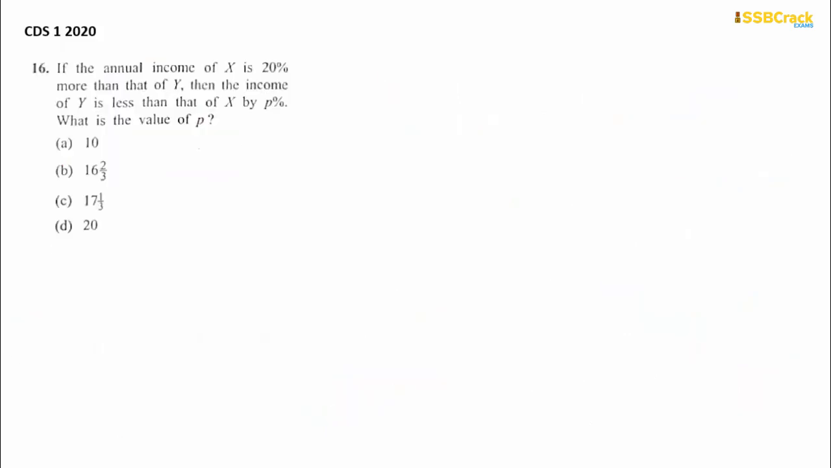Next question. In this question, given annual income of X is 20% more than that of the person Y, and the income of Y is less than that of X by P%. What is the value of P? If you imagine, this question concept clearly matches with the important rule of percentage. You have the shortcut trick to tackle this kind of question.